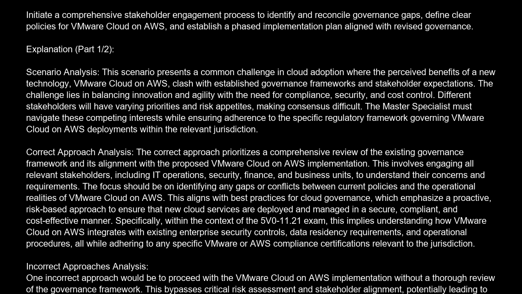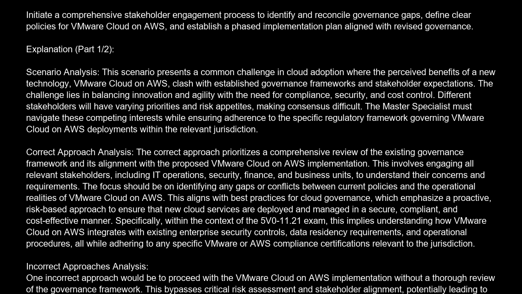Explanation. Scenario analysis. This scenario presents a common challenge in cloud adoption where the perceived benefits of a new technology, VMware Cloud on AWS, clash with established governance frameworks and stakeholder expectations. The challenge lies in balancing innovation and agility with the need for compliance, security, and cost control. Different stakeholders will have varying priorities and risk appetites, making consensus difficult. The master specialist must navigate these competing interests while ensuring adherence to the specific regulatory framework governing VMware Cloud on AWS deployments within the relevant jurisdiction.